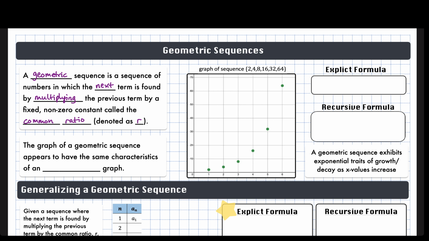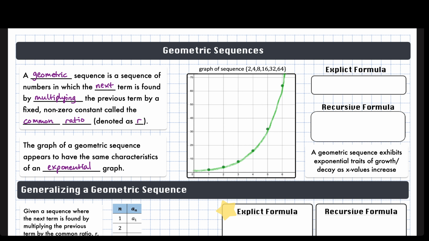Now, the graph of a geometric sequence appears to have the same characteristics of an exponential graph. So when we look at this graph here on the right, we have the graph of the sequence 2, 4, 8, 16, 32, 64. This appears to match what an exponential graph would look like. It just slowly increases and then eventually it rapidly increases, just like an exponential does.